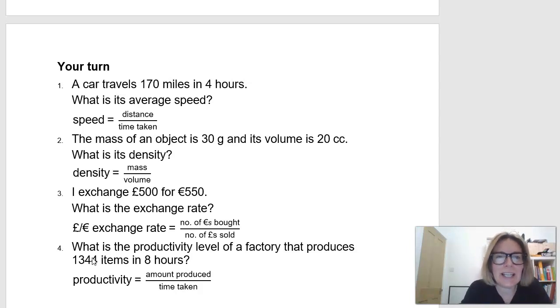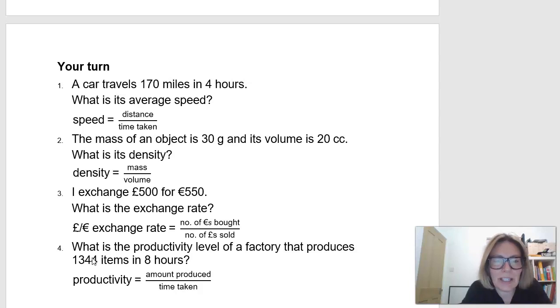So the first one is asking you to work out how quickly a car travels. It's 170 miles in 4 hours. It's given you the distance, 170 miles, and you divide it by 4 because that's the time taken. Next one here, we've got the mass of an object is 30 grams and its volume is 20 cc. What is its density? Now, don't be put off here if you don't really understand what this question is asking you. You've just got to be able to work out the formula. So the mass is 30 divided by the volume. So it's 30 divided by 20, and that will give you this mystery object's density.